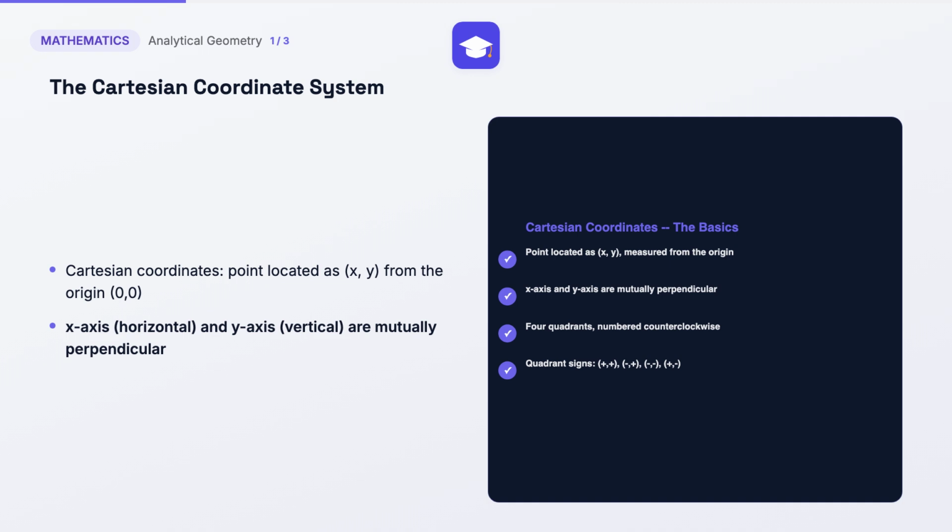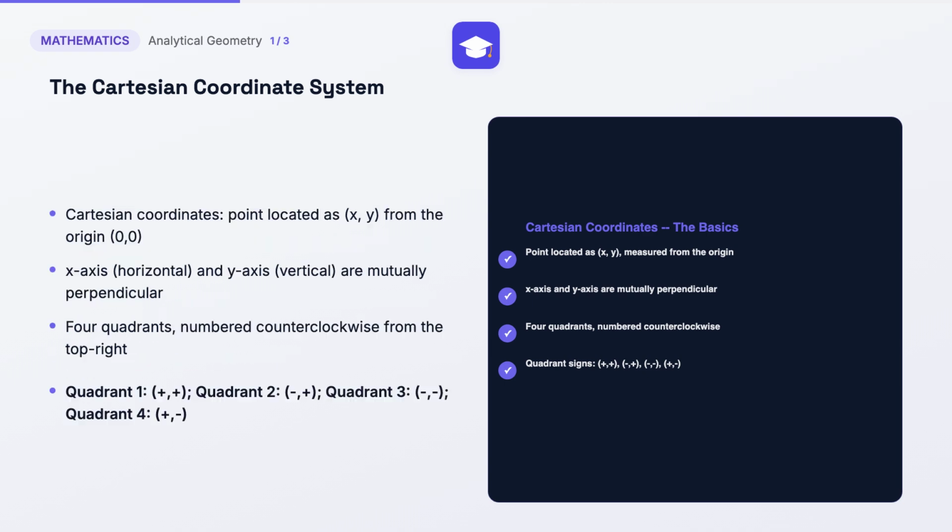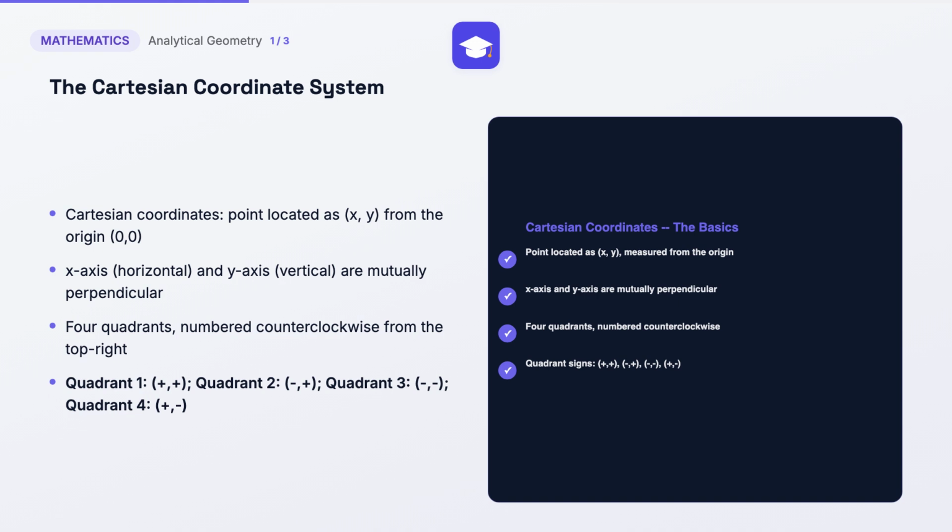These two axes divide the plane into four quadrants, numbered 1 through 4 counterclockwise, starting from the top right, where x is positive and y is positive. Quadrant 1; moving through negative x, positive y in quadrant 2; both negative in quadrant 3; and positive x, negative y in quadrant 4. This coordinate system is the foundation underlying every single formula in coordinate geometry.